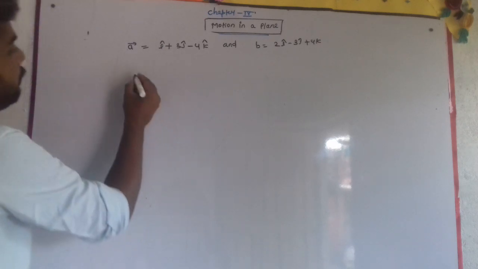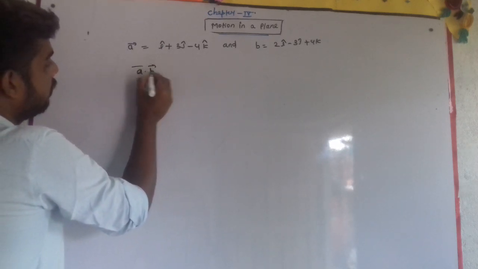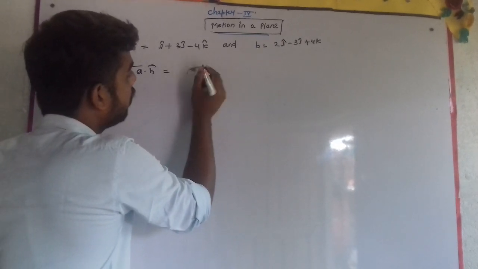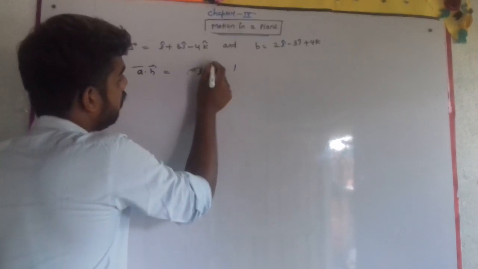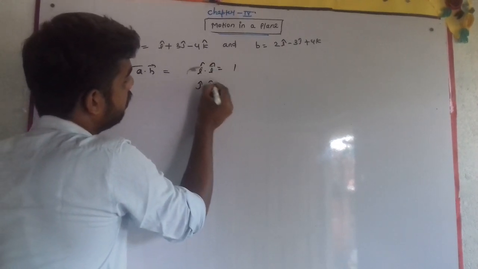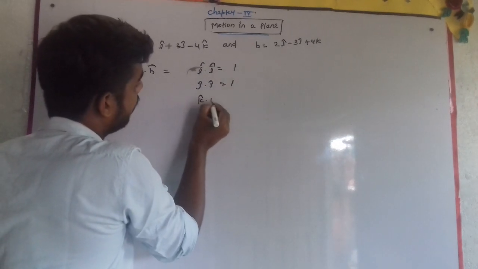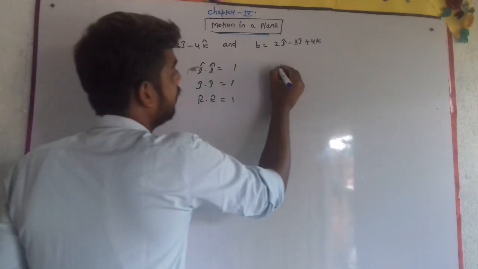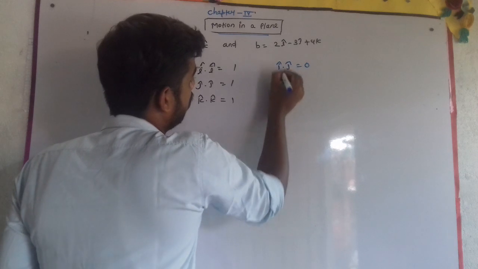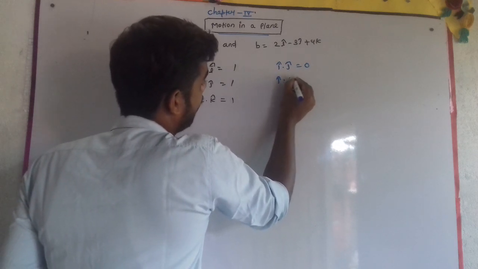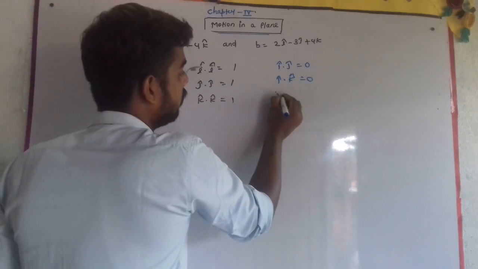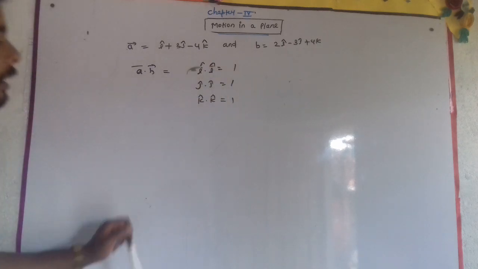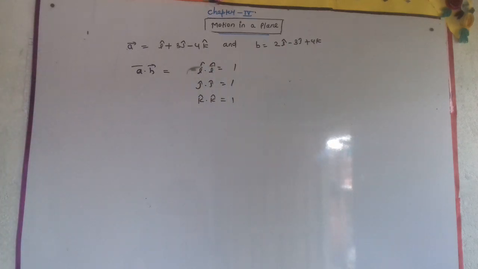Now we'll see the dot product, A dot B. For this, first I need the information that i dot i equal to 1, j dot j equal to 1 and k dot k equal to 1. The other products will be 0. Other means i dot j equal to 0, i dot k equal to 0, j dot i equal to 0. That means all will be 0, but you have to remember that i dot i equal to 1, j dot j equal to 1 and k dot k equal to 1.